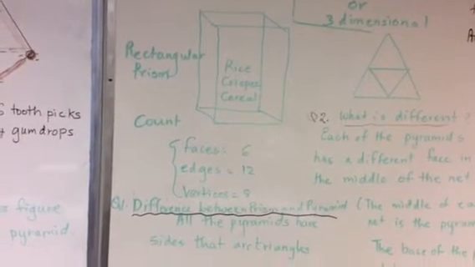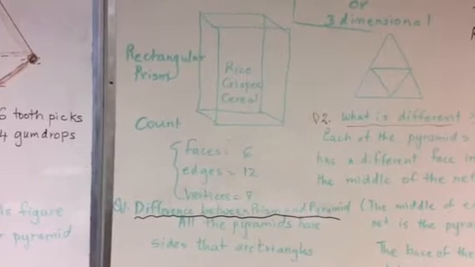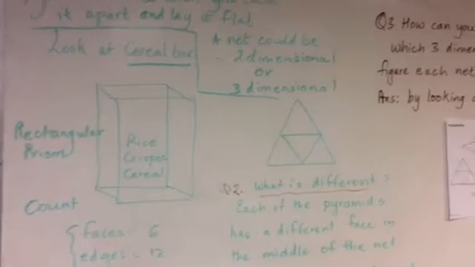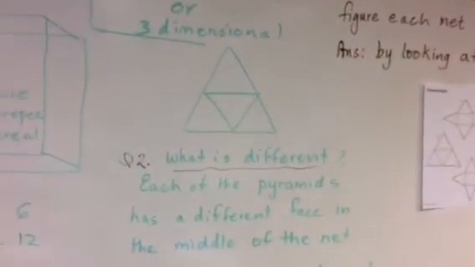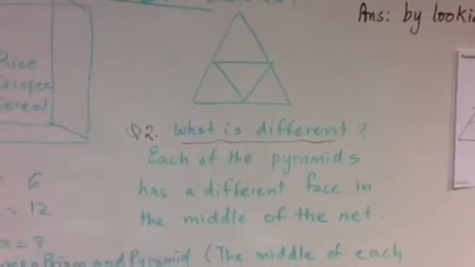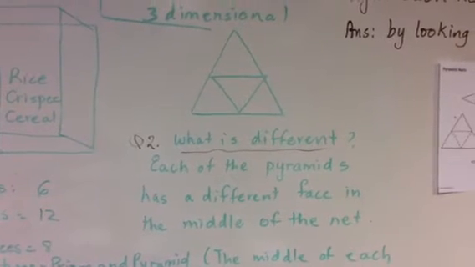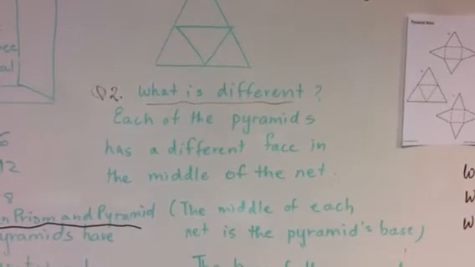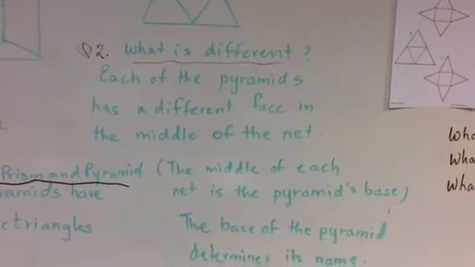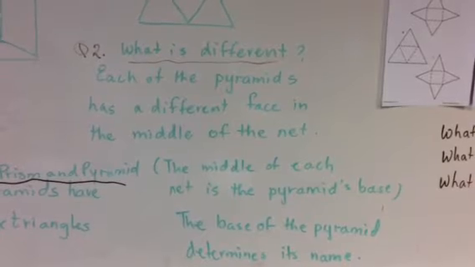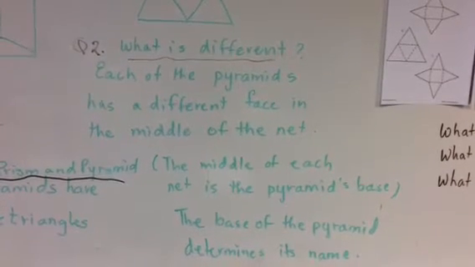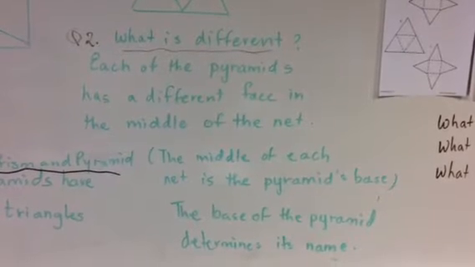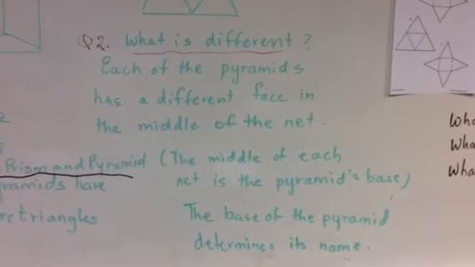What's the difference between a prism and a pyramid? All the pyramids have sides that are triangles. What is different about a pyramid? Each pyramid has a different face in the middle of the net. The middle of each net is the pyramid base. The base of a pyramid determines its name. So if it's triangular, it will be a triangular pyramid. If it's a square, it will be a square pyramid. If it's a rectangle, it will be a rectangular pyramid.